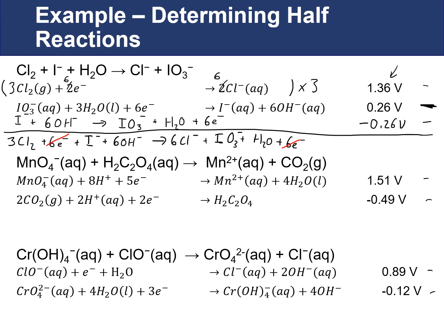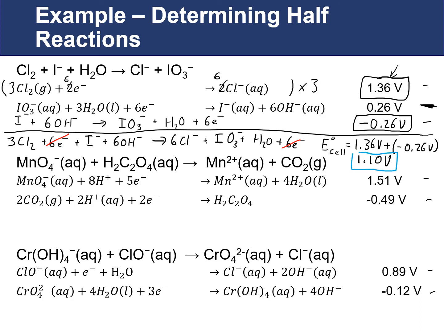Now to find the total cell potential for this reaction, we would add our two cell potentials together. So we're going to add this value with this value. So our total E cell would be equal to 1.36 volts plus the negative of 0.26 volts, which would give us 1.10 volts. So that would be the cell potential for this particular redox reaction under standard conditions.